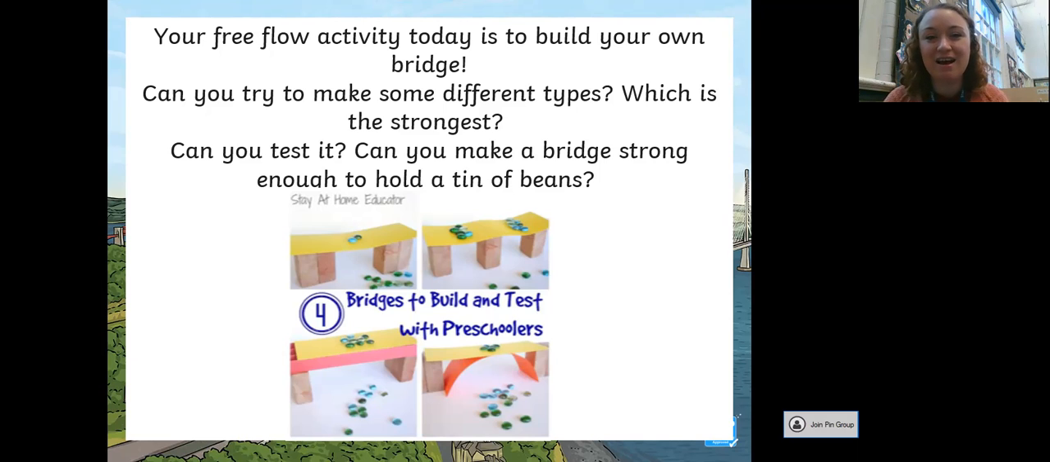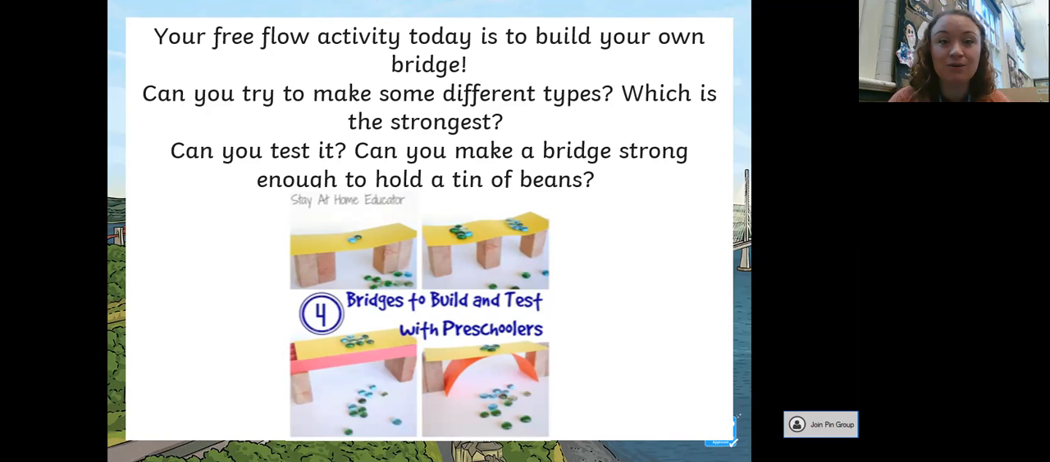At the end of it, I would like you to have one bridge that you are happy with. And I'd like you to test it to see if it is strong enough to hold a tin of beans. Or actually, could you make it even stronger than that? I can't wait to see what you get up to.